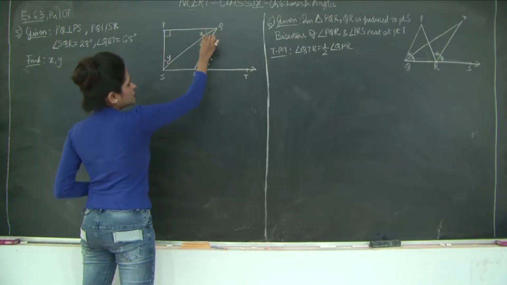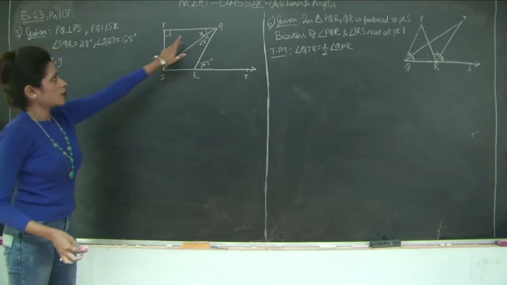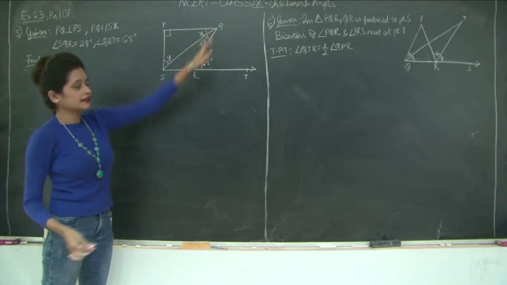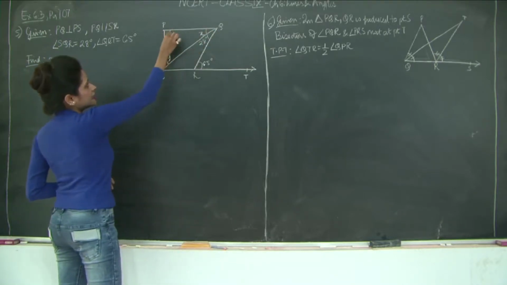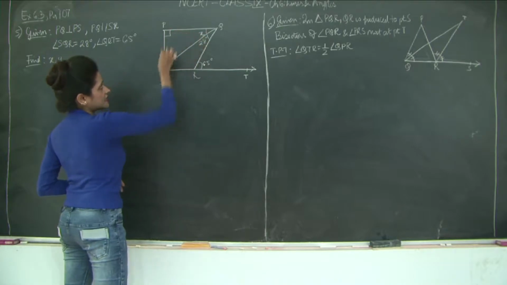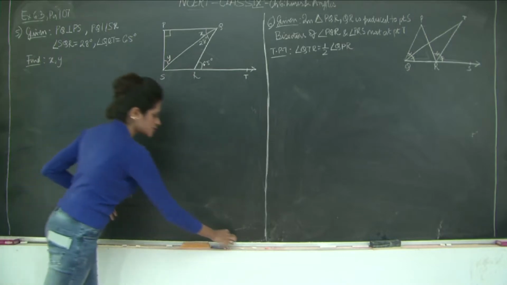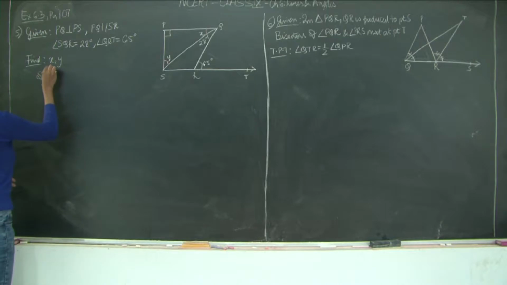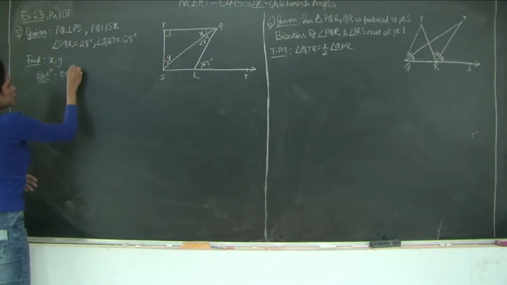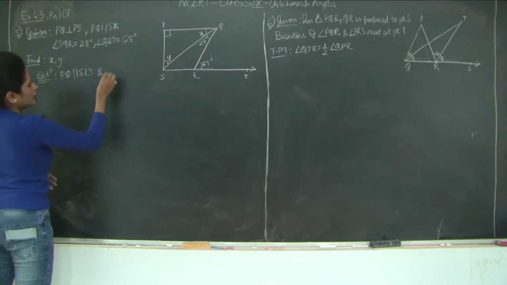Therefore, X plus 28 is 65. I will get the measure of my X. Once I get the measure of angle X, I can take into consideration angle PSQ. This is 90 degrees. I will have the sum of these three angles. So obviously I can find the value of Y. Let's proceed with the solution. So I'll say solution. PQ is parallel to SRT and QR is the transversal.